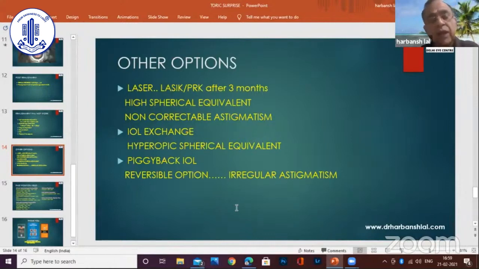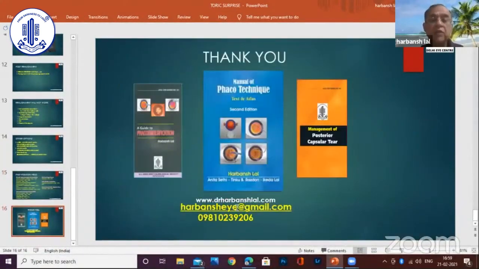And piggyback IOL can be used as a reversible option. If there is irregular astigmatism, the patient is not interested in any contact lenses and spectacles, and you want to see whether the toric ICL or toric IOL works over there, and if the patient is not happy, you can remove it, then a piggyback IOL can be used. Otherwise, if you have an option of a laser, I think it works very well. And thank you very much for your kind attention, and any other comments from the panelists.